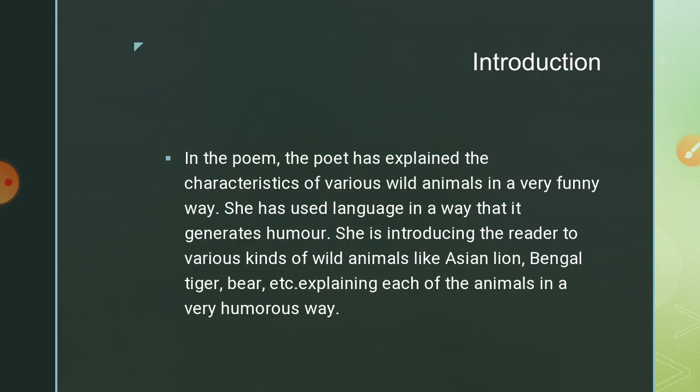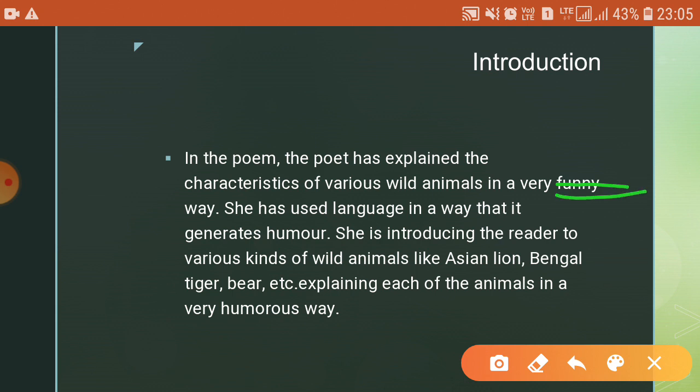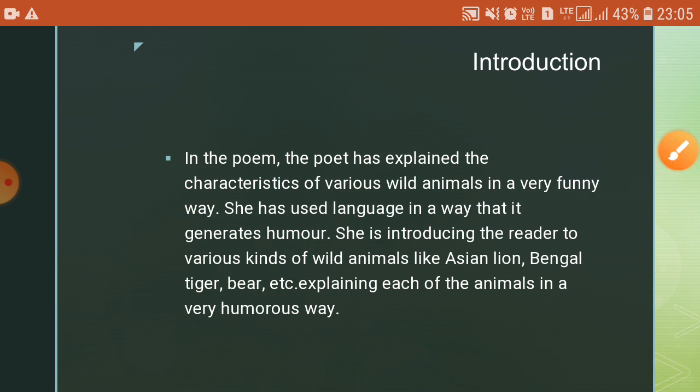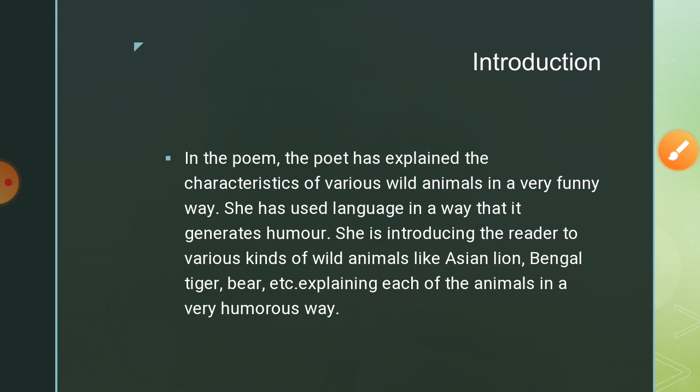About the poem. In short, in this poem, the poet has explained the characteristics of various wild animals in a very funny way. So, the technique that is used is a funny technique. So, in a funny way, the poet tells about the characteristics of the wild animals. She has used language in a way that it generates humor. So, in an intellectual mocking manner, where fun is brought into your vision, she has used the language in such a way which generates humor, which generates fun. She is introducing the reader to various kinds of wild animals.